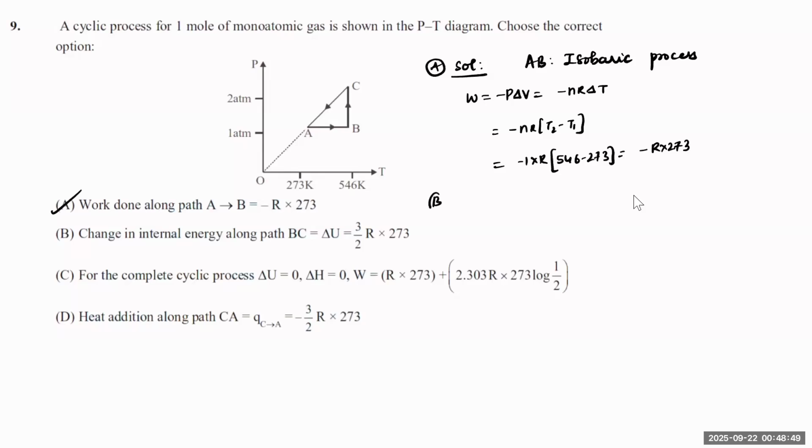Let's talk about the B option solution now. Change in internal energy between B to C. Have you noticed something? B to C is isothermal process. Delta T will be 0. It is isothermal.